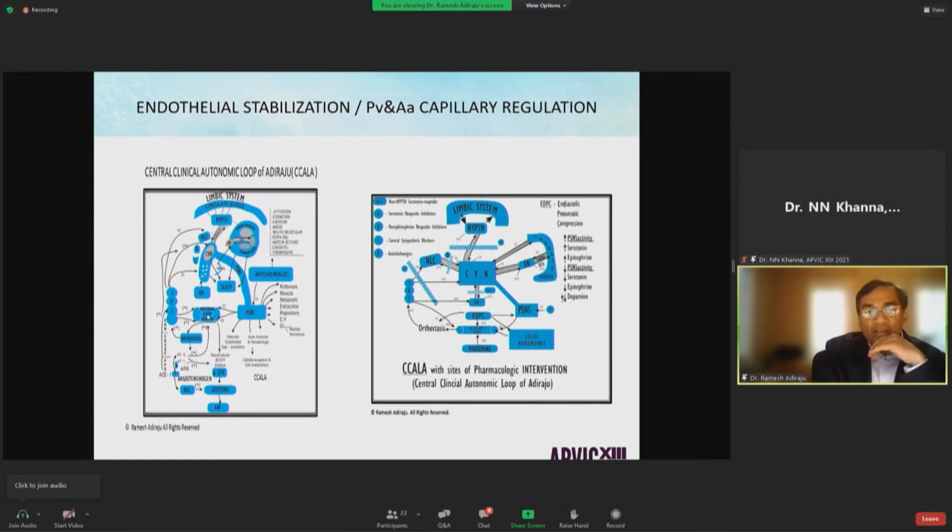Here is the peripheral arterial and venous capillary integrity that's a function of the autonomic system. This is a schematic of various pharmacologic interventions we have done at different levels to try and manage these patients. End-diastolic pneumatic compression treatment impacts the arterial and venous peripheral capillary integrity, thereby balancing this SNS and PNS activity, which is how autonomic regulation is done.